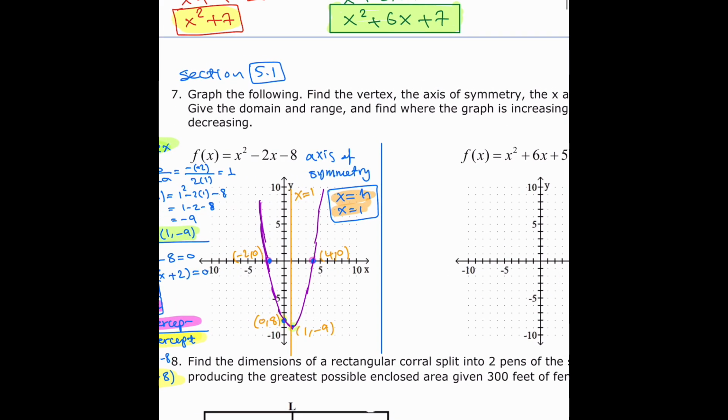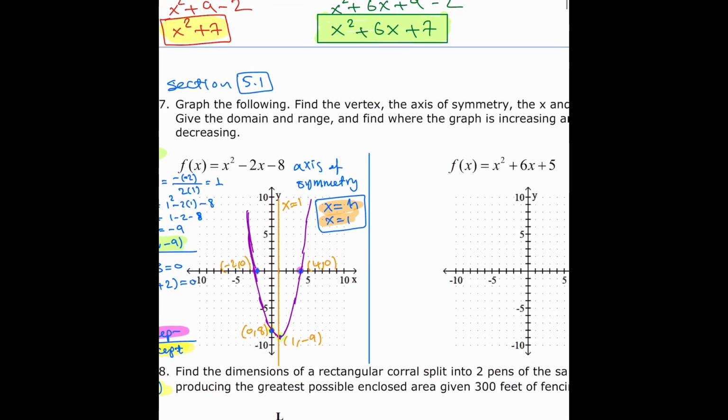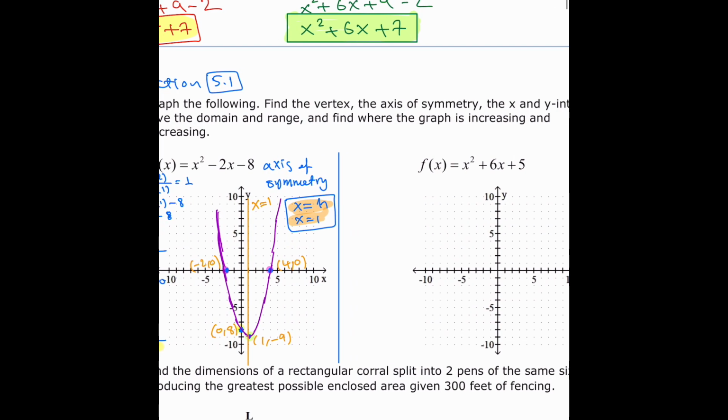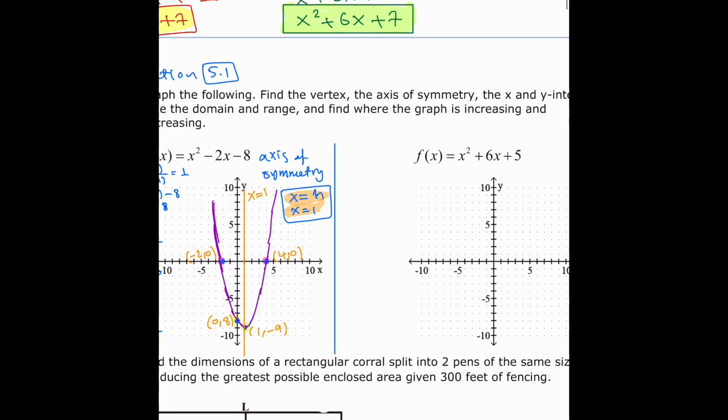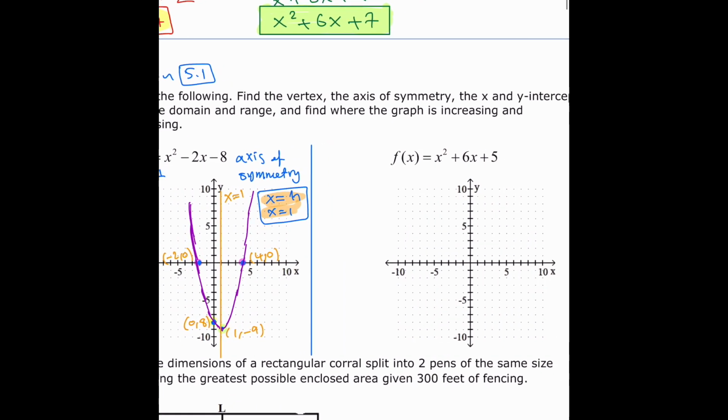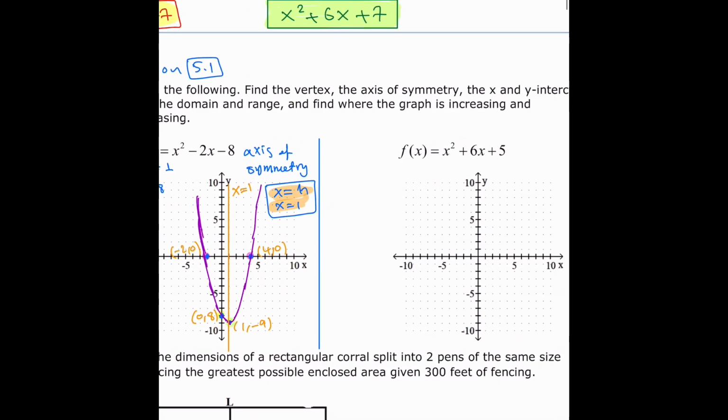Section 5.1, question number 7. Graph the following. Find the vertex, the axis of symmetry, x and y intercepts. Give the domain and range and find where the graph is increasing and decreasing.